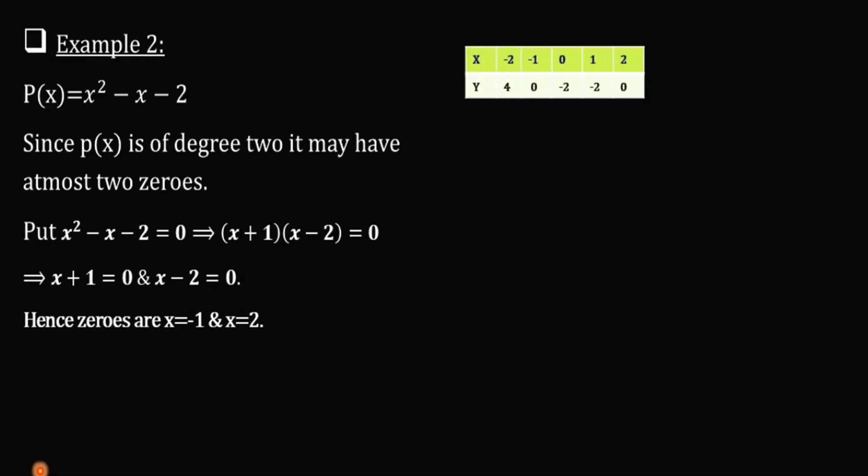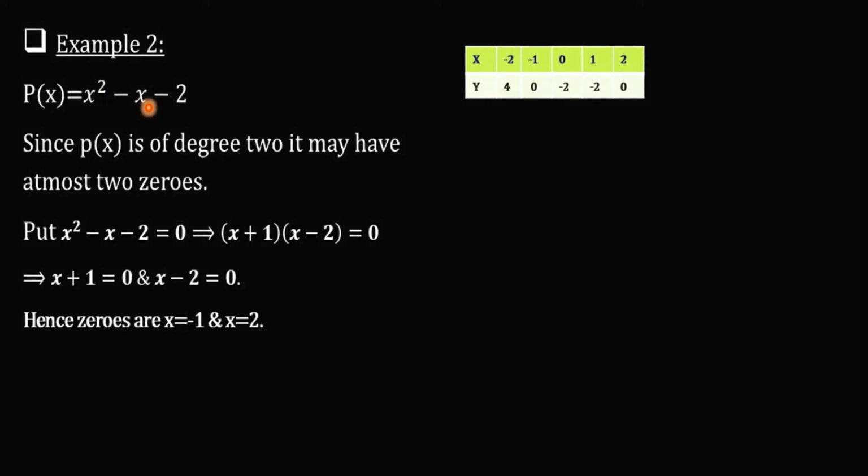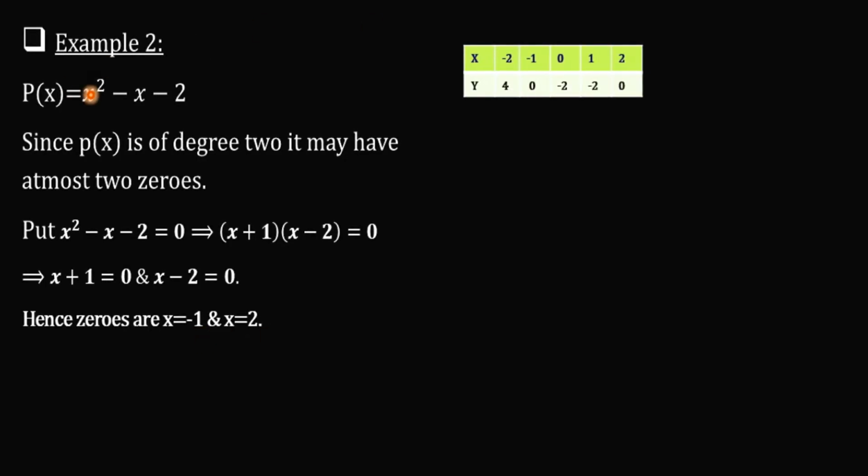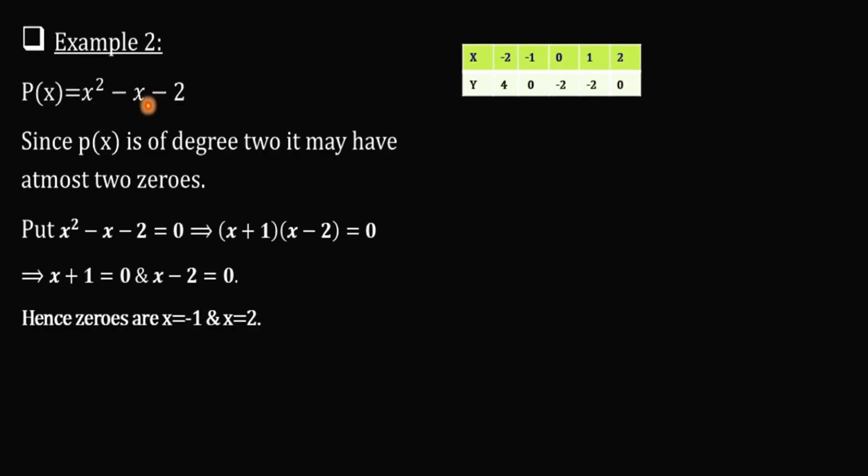Before that, we can plot the points. If x equal to 0, then what is the value of y? That is negative 2. If x equal to 1, then 1 minus 1 will give 0, that is again negative 2. If x equal to 2, that is 2 square 4, 4 minus 2, 2, 2 minus 2, 0. That is, x equal to 2 will give 0.